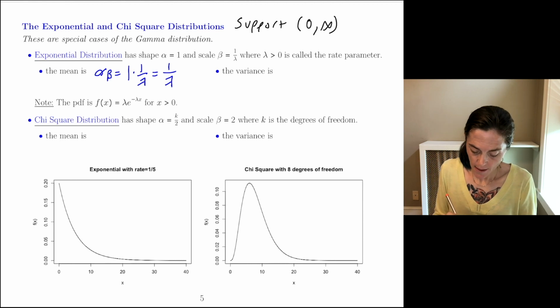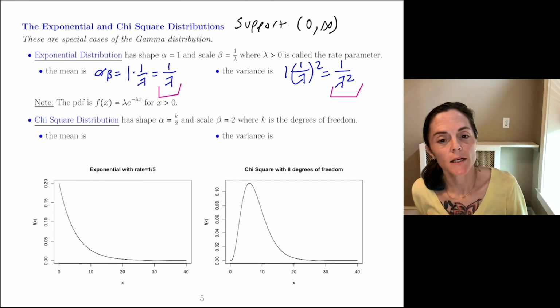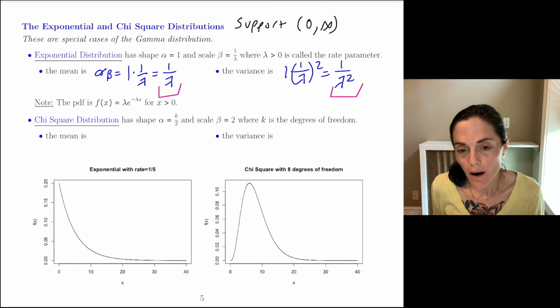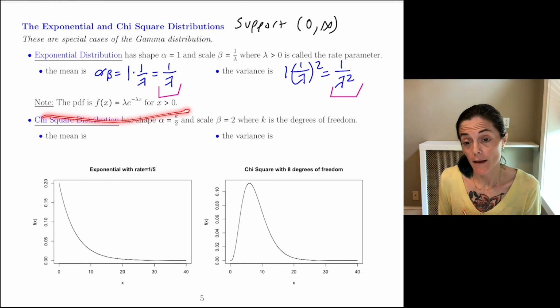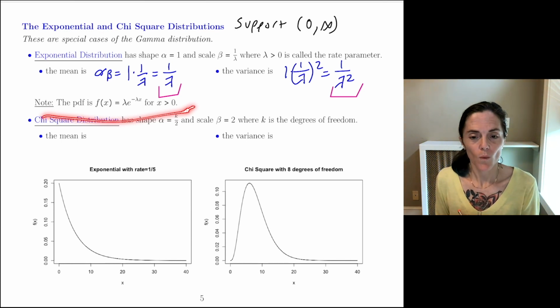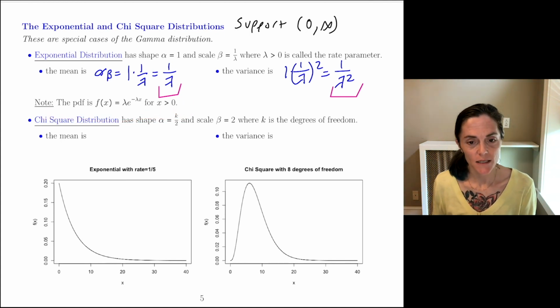And the variance is alpha times beta squared, which is 1 over lambda squared. So this is the mean and variance for the exponential distribution. Now, just as a remark, the probability density function is here, lambda e to the minus lambda x. I'm going to do an example where I actually work with this. It's one of the few probability density functions for a named distribution that we can actually integrate by hand. So I'll do an example with this on the very next page.